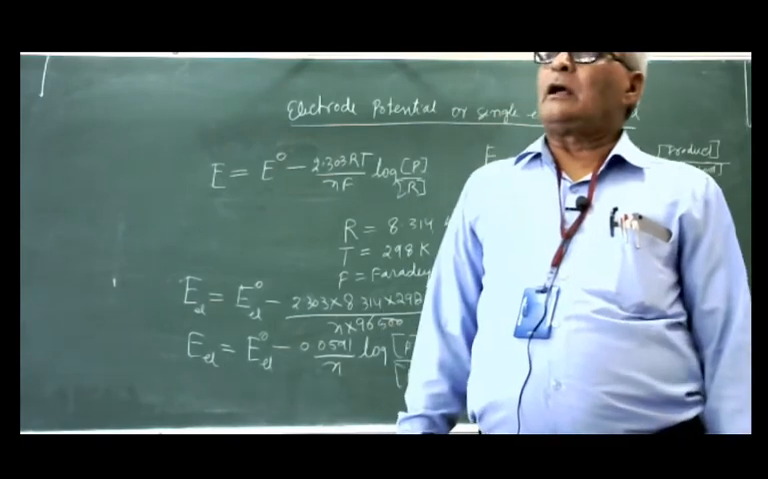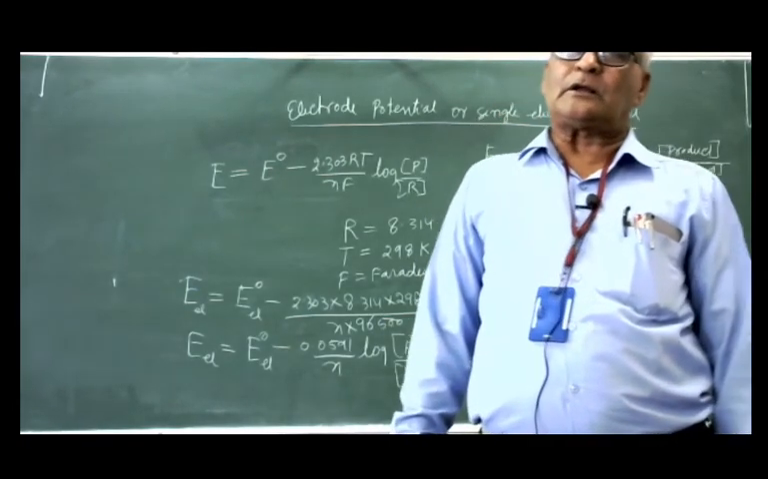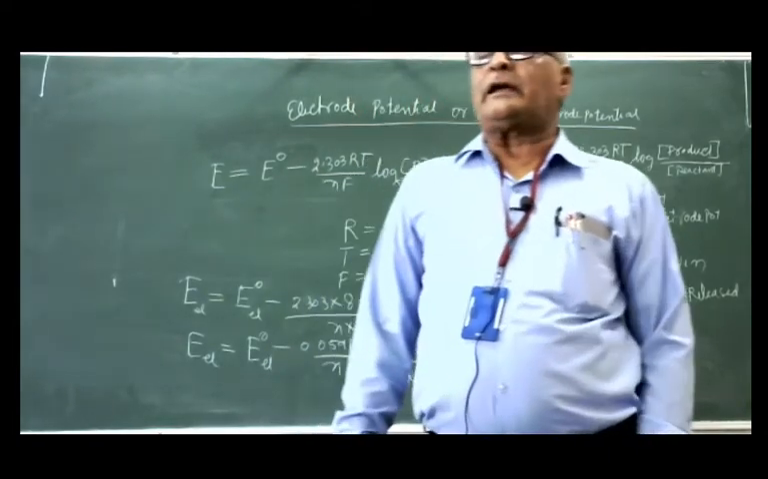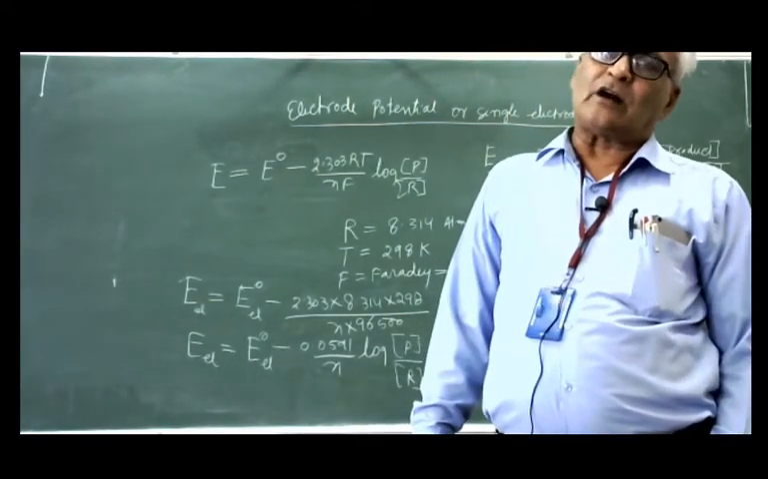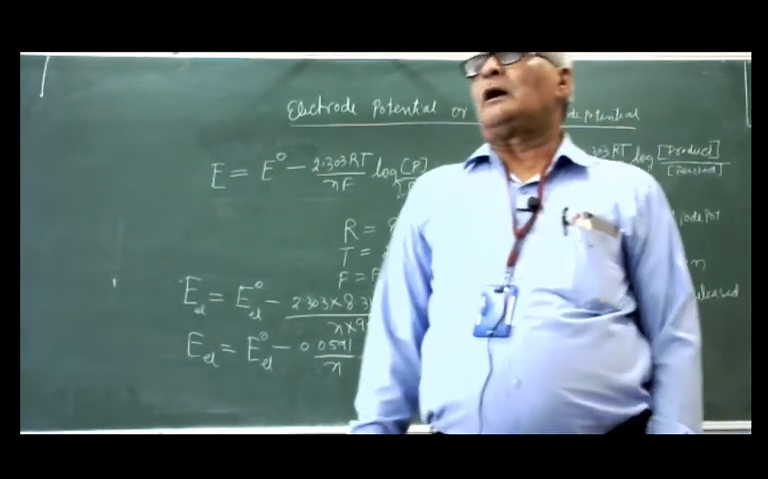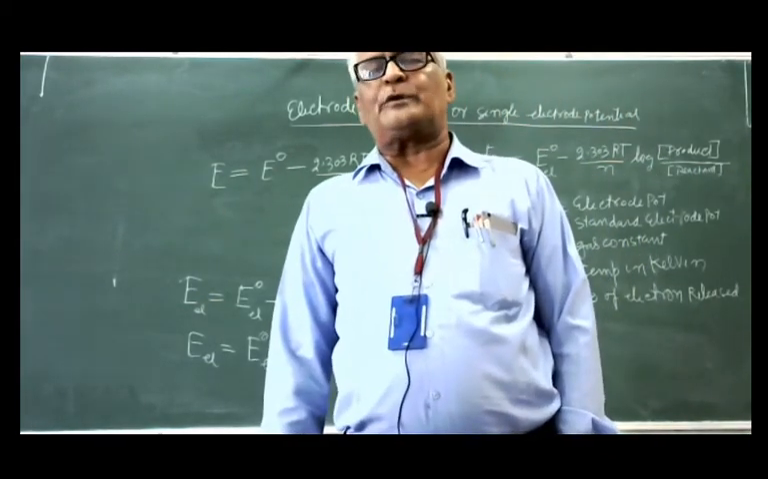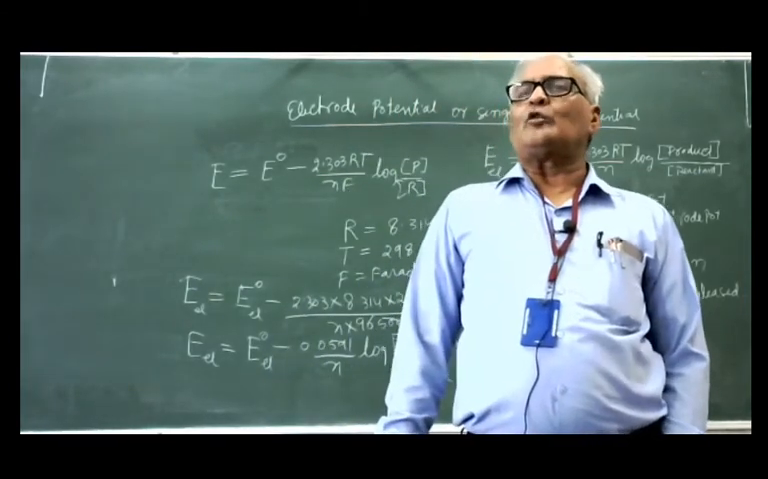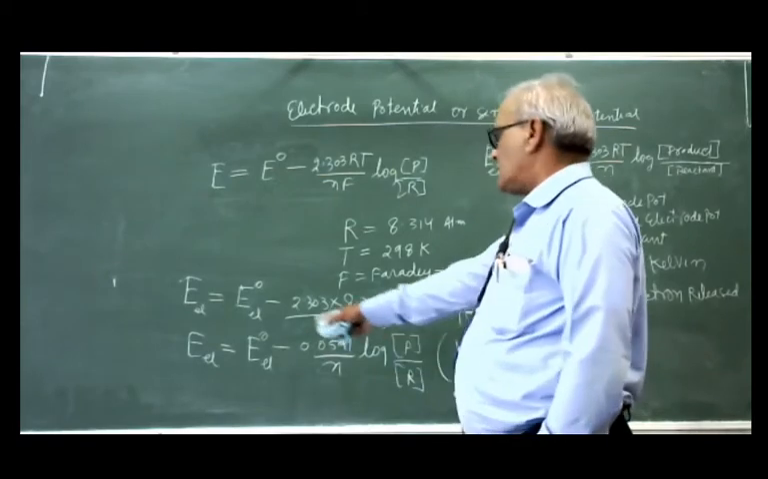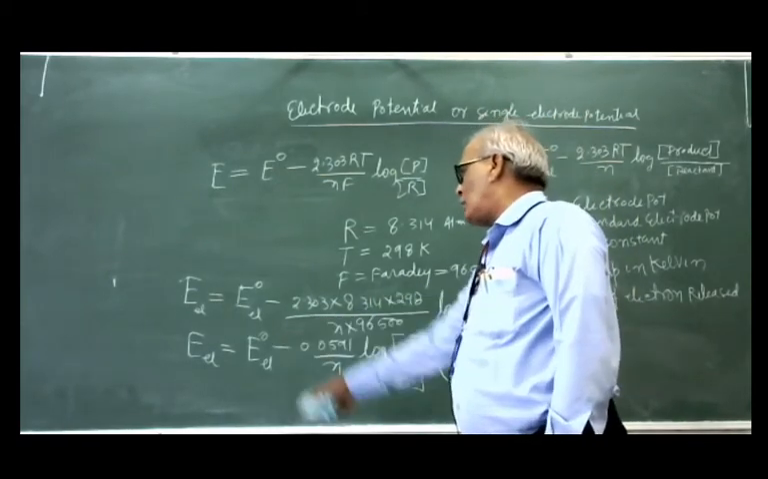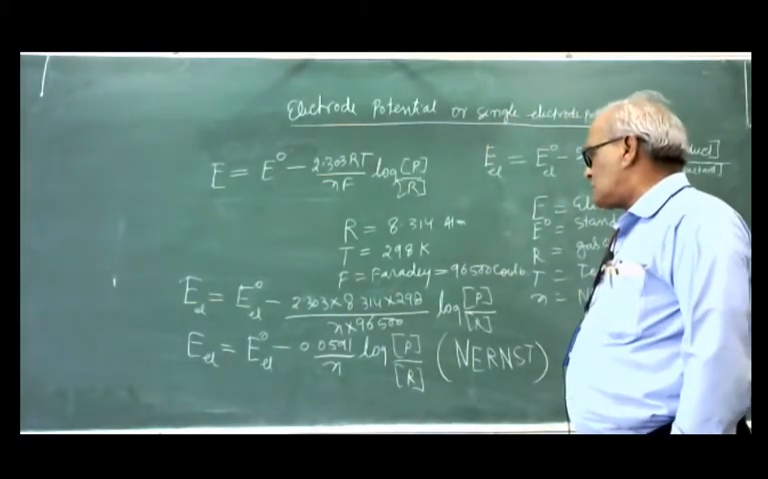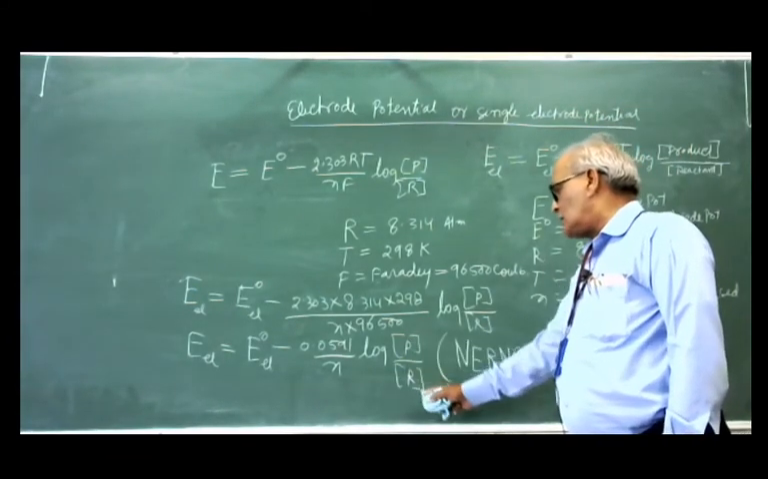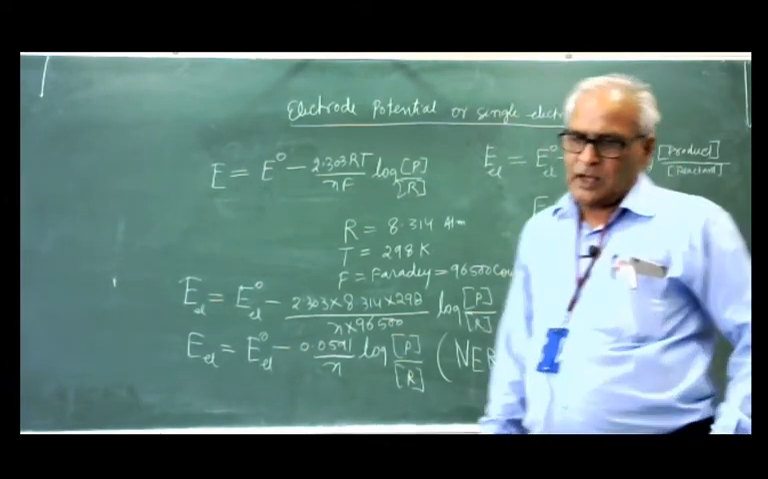n is the number of electrons transferred, F is the Faraday number. So you put the value of Faraday, you put the value of gas constant R, and put the standard temperature considered to be 25 degrees, that is 298 Kelvin. So finally you will get this equation: electrode potential equal to standard electrode potential minus 0.0591 upon n log concentration of product upon concentration of reactant.